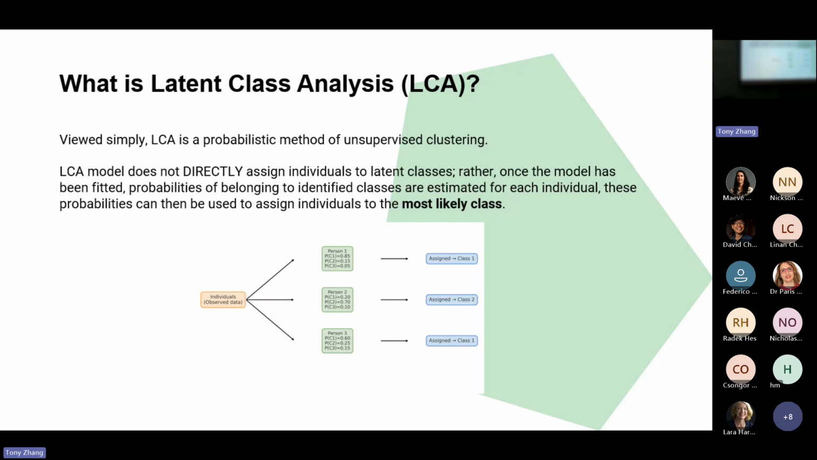Here is a very simple example. After the LCA has been fitted, imagine we have three persons: Person 1, 2, and 3. For person 1, the probability of belonging to class 1 is 85%, for class 2 it is 15%, and for class 3 it is 5%. So this person will be assigned to class 1, the most likely class.